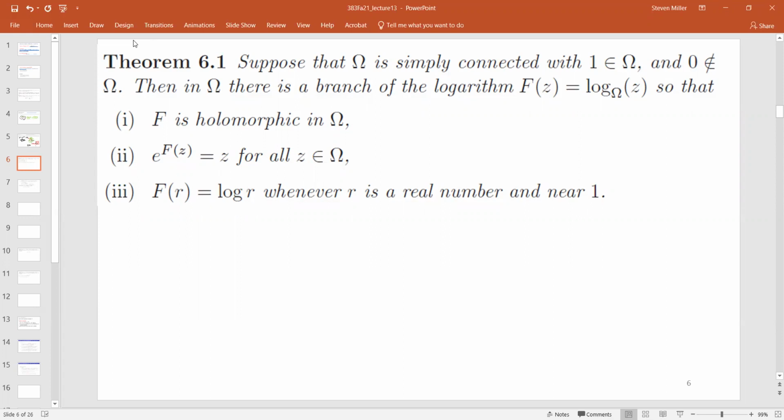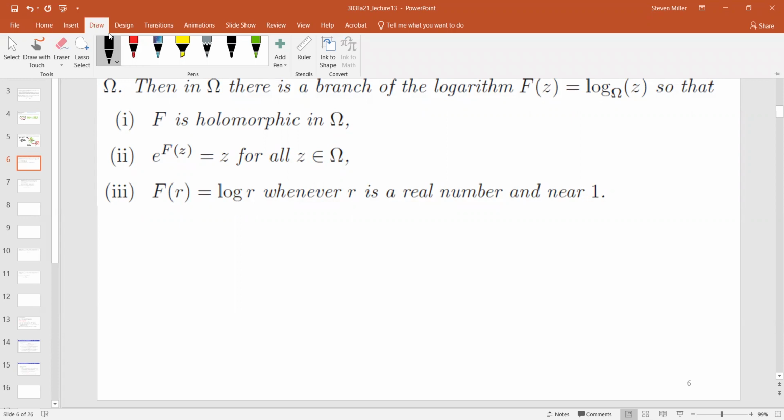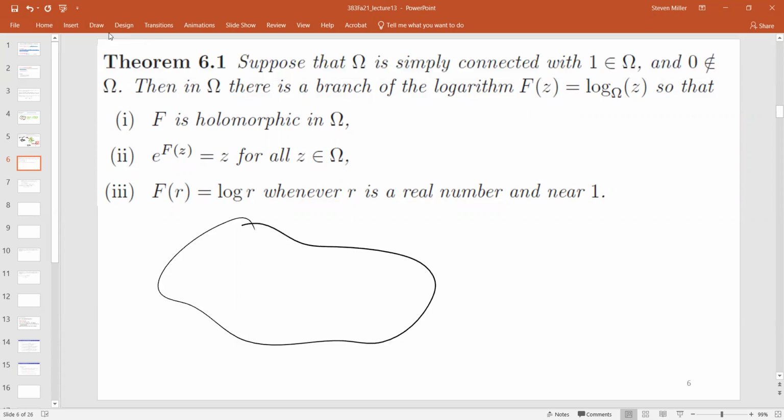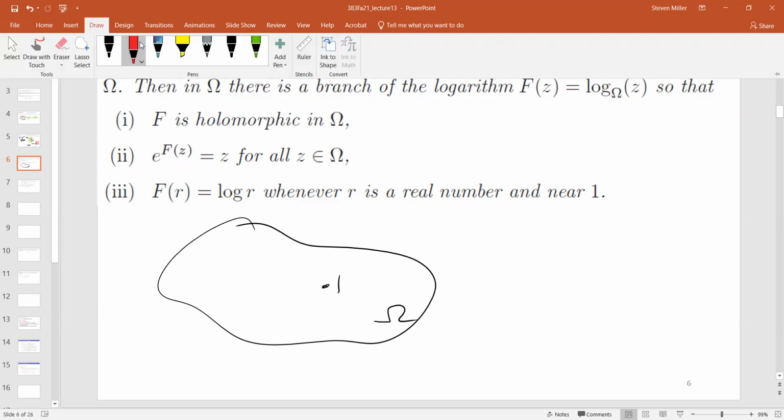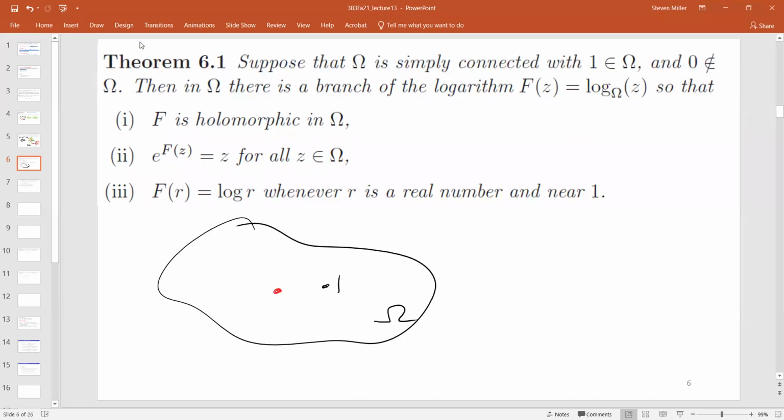So basically, we have a generalization of the standard logarithm. So in our mind, we should be thinking, here's some set omega, here's 1, here is 0, and maybe there's our branch cut. So we have something like this. And we're saying in a region like this, we should be able to define a logarithm. If you want, just think very locally, very close to 1, there should be a definition of logarithm because we can't do too much harm if we don't move too far away.